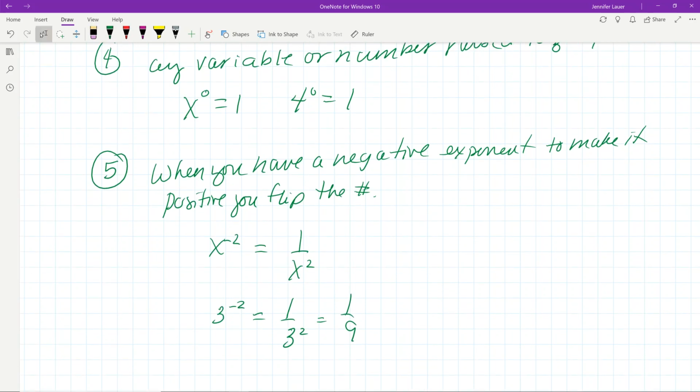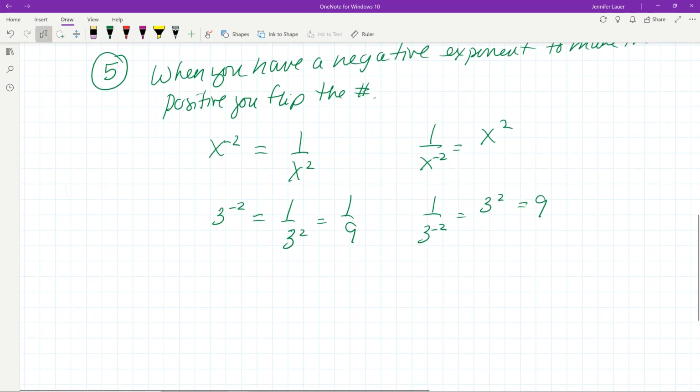Okay, and that's the same thing for the bottom. If I have 1 over x to the negative 2, I can rewrite it like this. Or if I have 1 over 3 to the negative 2, I can rewrite it like this. And that's your answer. So I think that covers all of the rules.